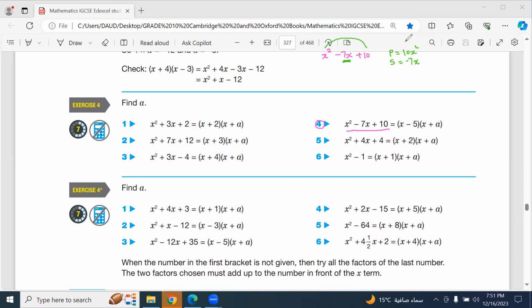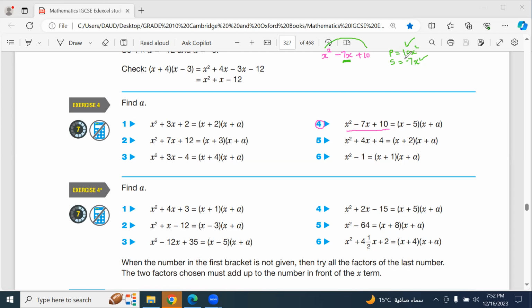Now think about two numbers. If we multiply, it must be 10, and if we add, it must be minus 7. Basically, these numbers are the factors of the product. Our product is 10. The factors of 10 are the numbers which divide 10: 1, 2, 5, and 10 itself. So we have four numbers, and you have to take only two of them.